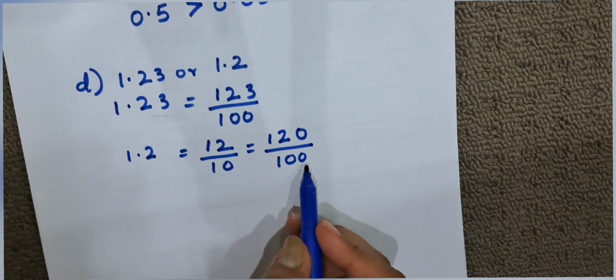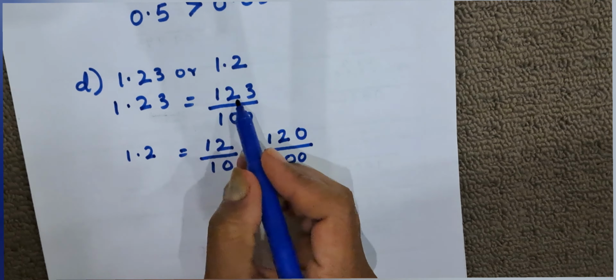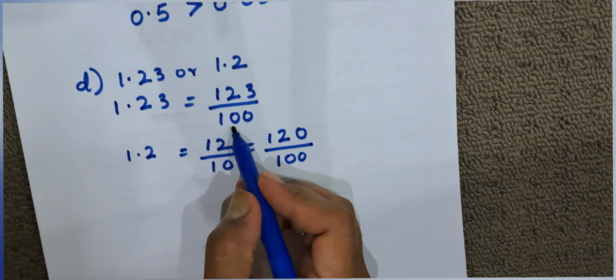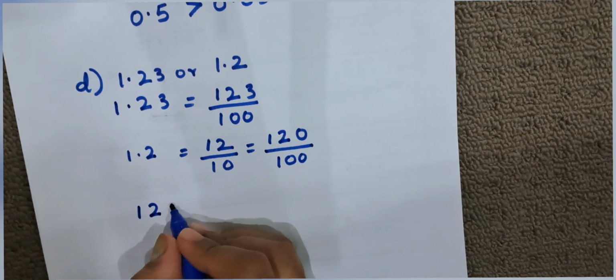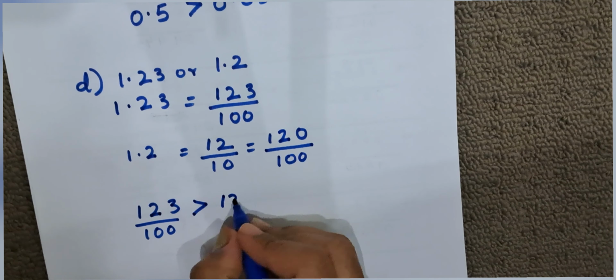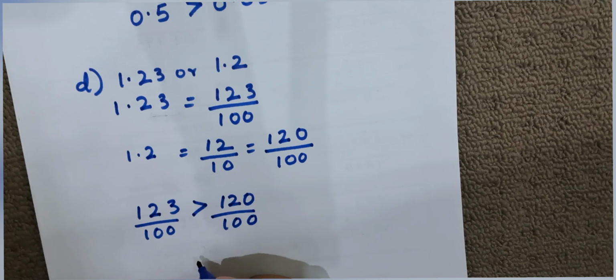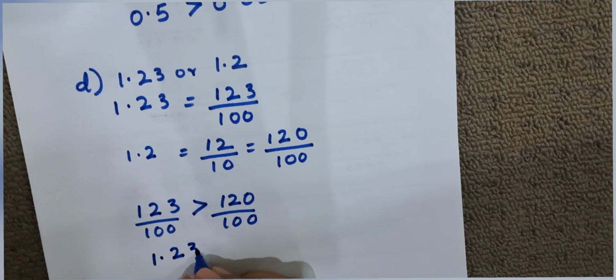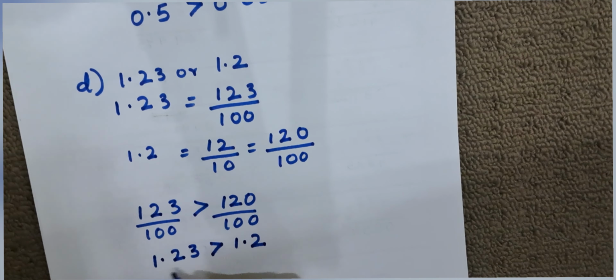Which numerator is bigger? 123 is bigger than 120. So 123 divided by 100 is greater. We will write it here. 123 divided by 100 is greater than 120 divided by 100. So the answer is 1.23 is greater than 1.2. This is the answer.